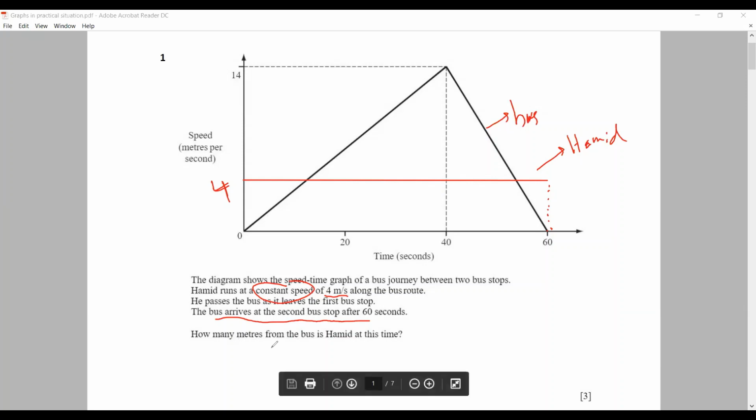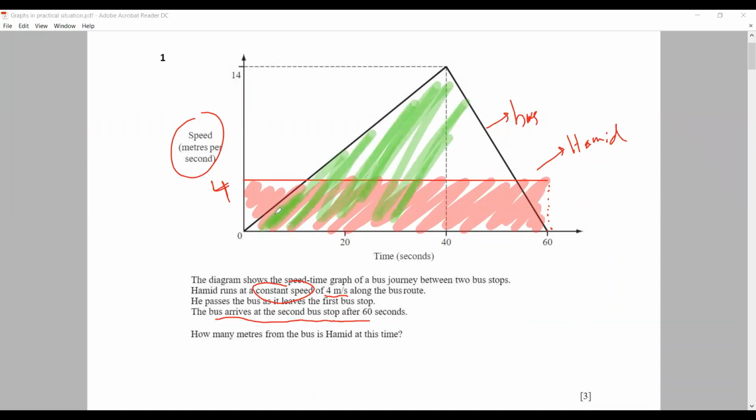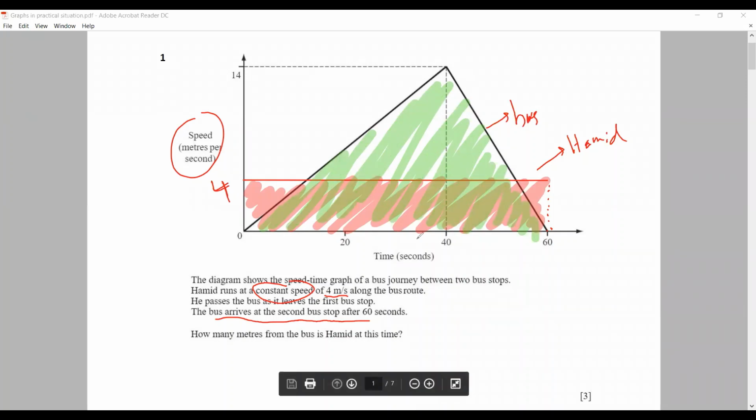When we talk about distance and we have a speed versus time graph, we know the area under the curve represents the distance. So what you need to do is calculate the area under the curve for Hamid and also the area under the curve for the bus. That tells us how many meters the bus traveled, and in 60 seconds, how many meters Hamid ran.